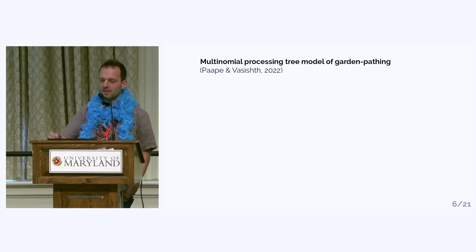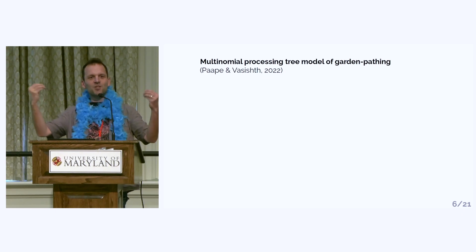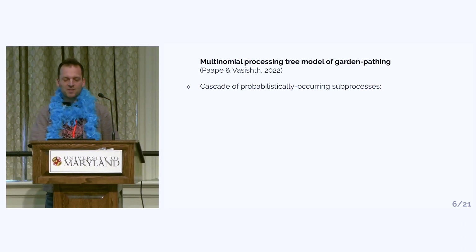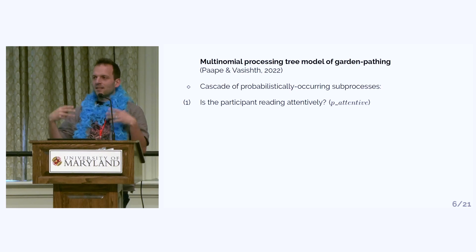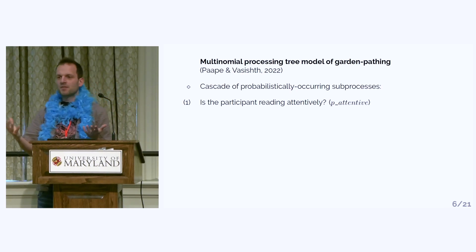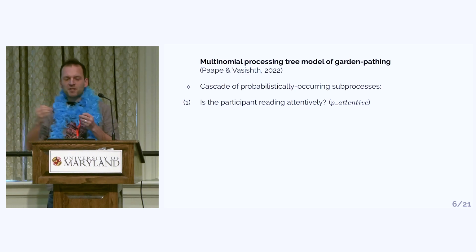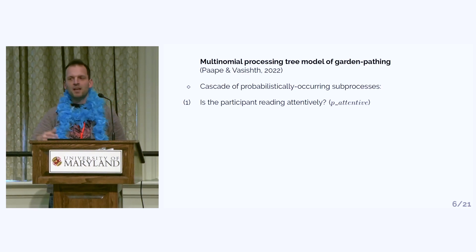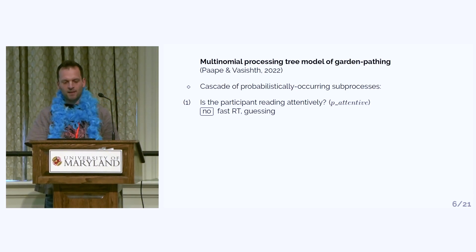Okay, and in 2022, we actually came up with a model that uses this mixture idea and dials it up to the max, right? So we have a bunch of components of sub-processes. So we can ask, in any given trial, is the participant even reading attentively, right? So maybe there's a mode somewhere in the data where people just zone out and read very quickly, and they don't even get what they're reading, right? And we can assign some probability to this happening. Let's call that P attentive, right?